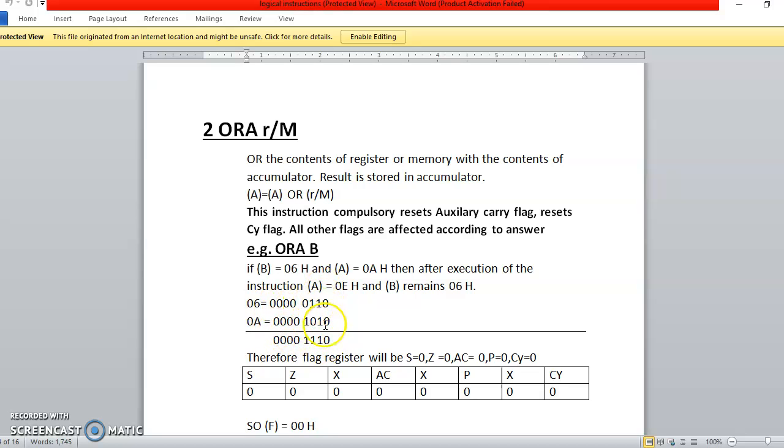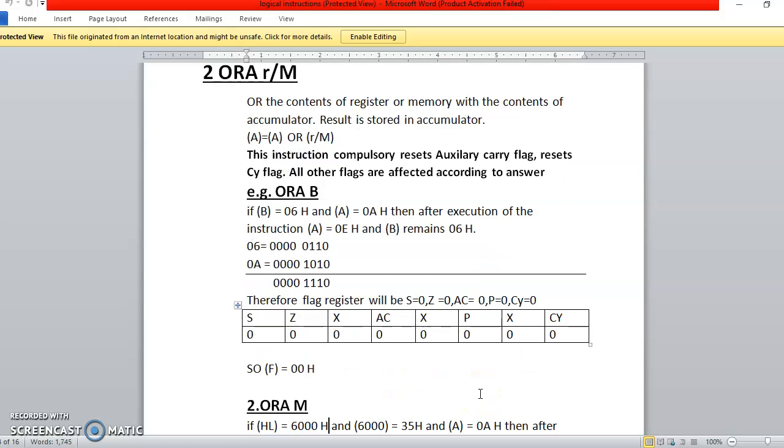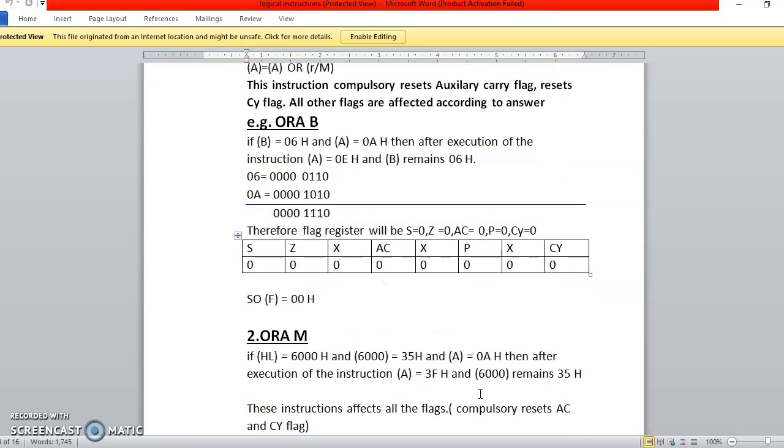If any one bit is 1, the output will be 1, the rest of the time it will be 0. So 0E is nothing but the contents of the accumulator. And from this answer, the flag register will be: sign flag 0, zero flag 0, auxiliary carry 0, carry is 0, and parity odd, so parity will be 0. Hence the flag register contents will be 0, 0.